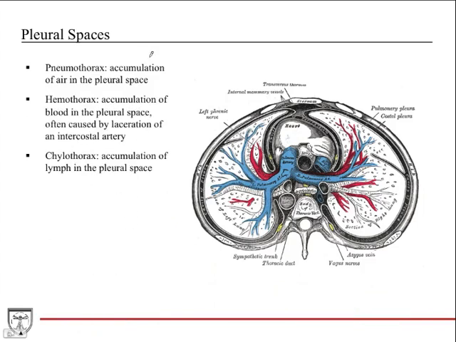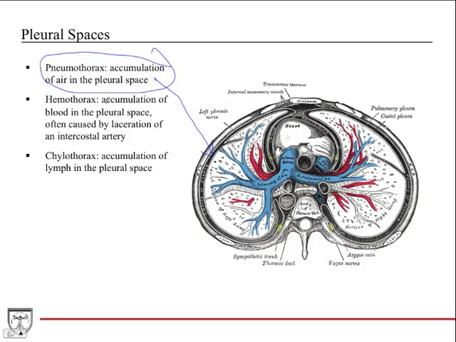The other thing, a pneumothorax, we're going to talk about in much more detail. A lot of people confuse it and think it's simply a collapsed lung. A pneumothorax, by definition, is an accumulation of air in the pleural space. So it's air, instead of fluid, accumulating in this space.